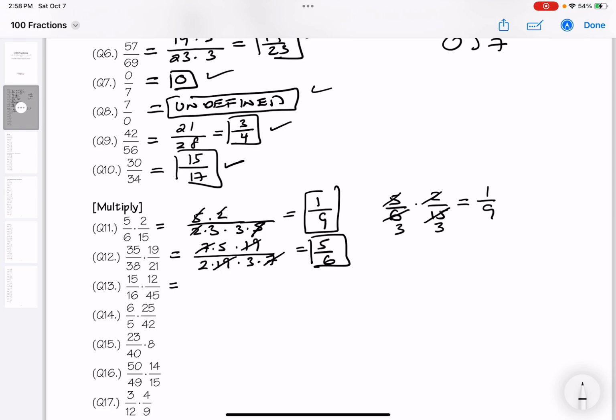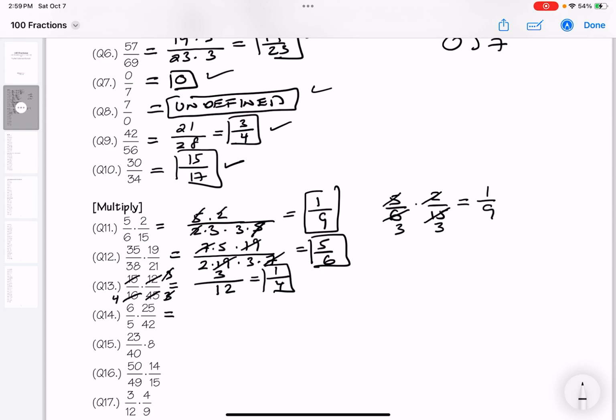This one over here, I'm noticing 15 and 45 have something in common, and that's a 3. And then the 12 and the 16 have a 4 in common. So 4 goes into 12 3 times, and it goes into 16 4 times. We're left with, well, on top you're left with 3, on bottom you're left with 12. Oh, you know what? I'm sorry. That's going to be 1/4. And why is that? 3 cancels 3. I didn't see that. It's just simply 1/4.